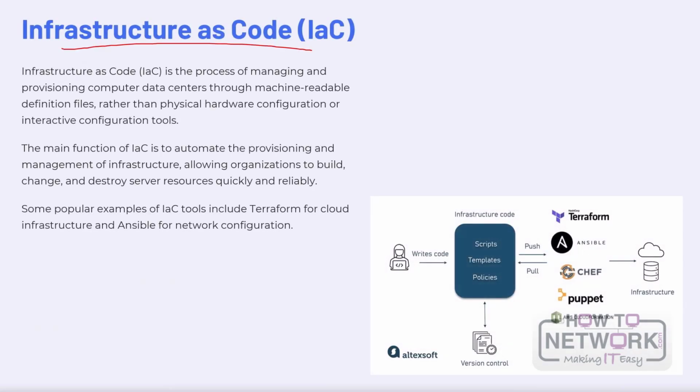Another concept here, our topic is automate infrastructure as a code. It is the process of managing and provisioning computer data centers through machine-readable definition files rather than physical hardware configuration or interactive configuration tools. The main function of IaC is to automate provisioning and management of the infrastructure. By defining infrastructure as code, organizations can easily track changes, roll back to previous configurations, and ensure consistency across environments. Some popular tools used in IaC are Terraform, Ansible, Chef, Puppet, and CloudFormation from AWS.